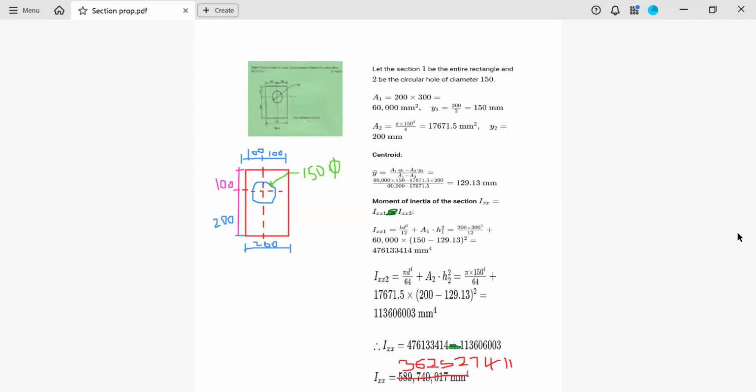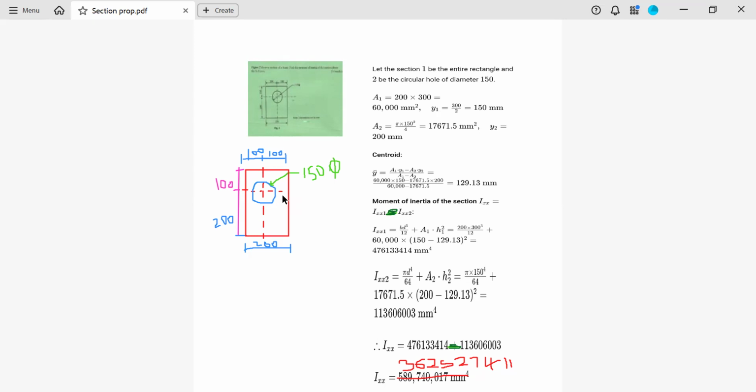Now, for us to determine the moment of inertia of this section, this is what we shall do. We will denote section 1 to be the entire rectangle. The entire rectangle will be our section 1. And then our section 2 will be this circular hole of diameter 150 millimeter. From there, we have to determine the value of y bar, the centroid. But for us to determine the value of centroid, we have to find the area and the distance to centers of each of these areas.